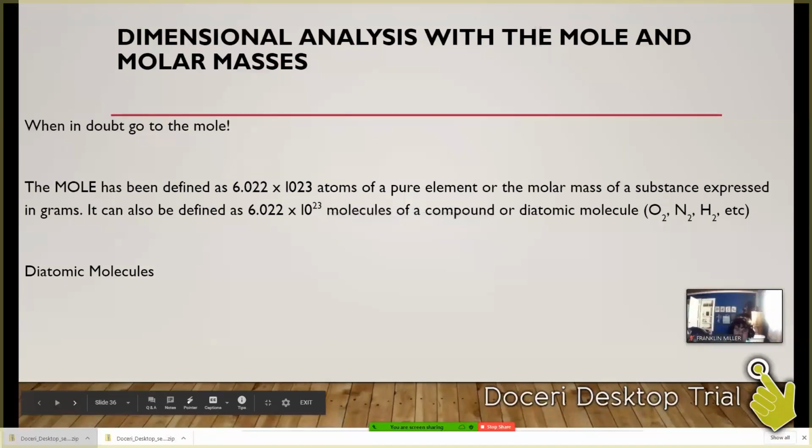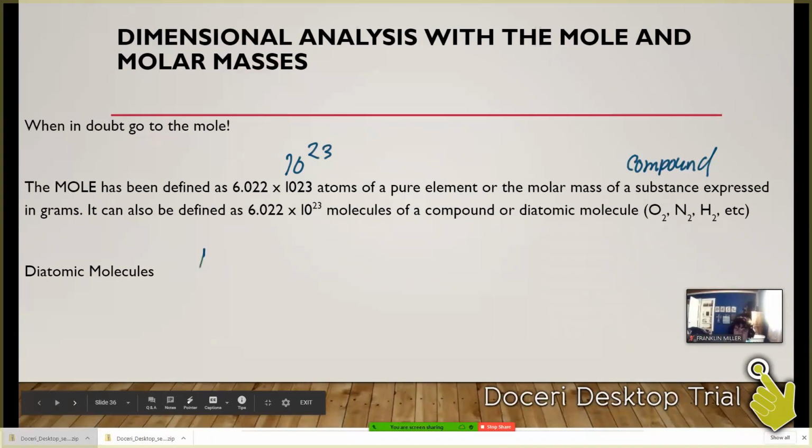So the mole has been defined as 6.022 times 10 to the 23rd atoms of a pure element, or the molar mass of a substance in grams. If it's a compound, we would have to add those up, if it was more than one element. It is also defined as 6.022 times 10 to the 23rd molecules of a compound, or diatomic molecules.